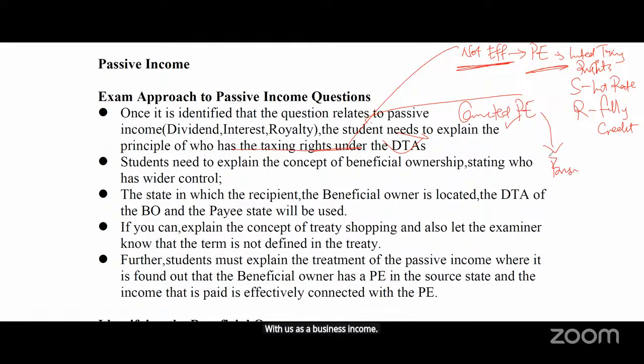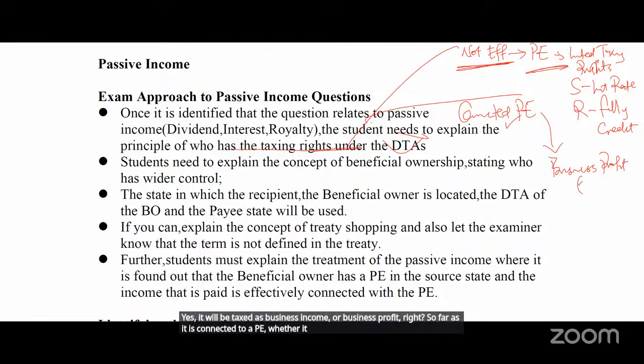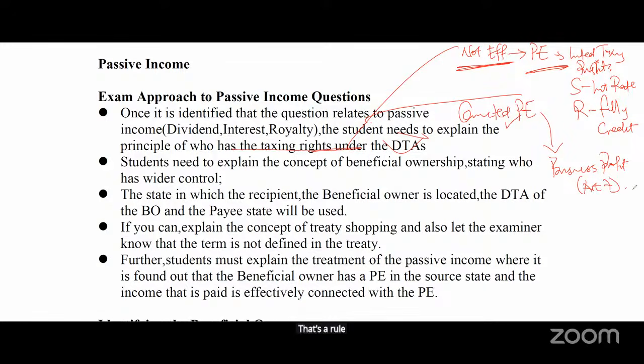It will be taxed under Article 7, business income or business profit. So far as it is connected to a PE, whether it is interest, dividend, royalties, fees for technical services, it will always be taxed as business profit. So far as it is connected to a PE, that's the rule. Makes sense? So this is the principle of who has the taxing right.